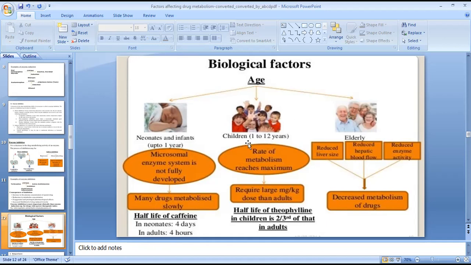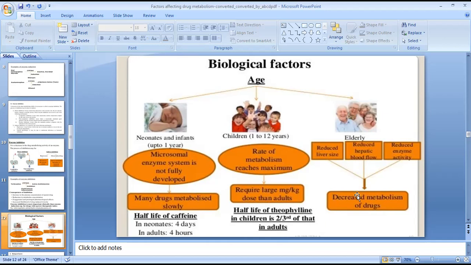Now, in the age group of children, that is 1 to 12 years, the rate of metabolism reaches its maximum because they are in the growing stage and the microsomal enzyme system is very active. So they require a larger milligram per kilogram dose than adults. So the dose of the drug molecule in children is quite high. An example of such a drug is theophylline, whose half-life in children is 2/3 of that in adults.